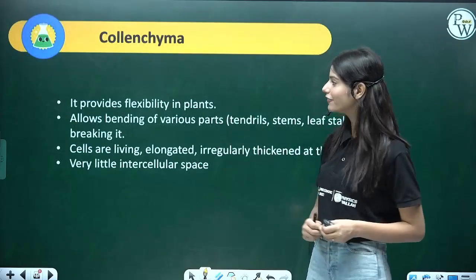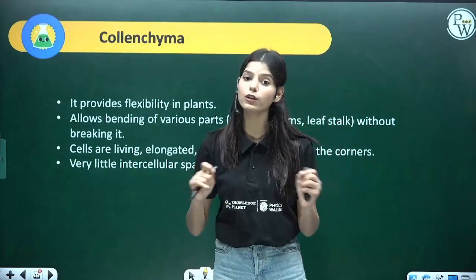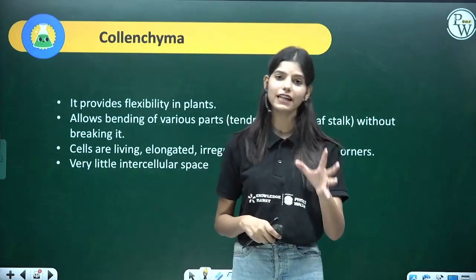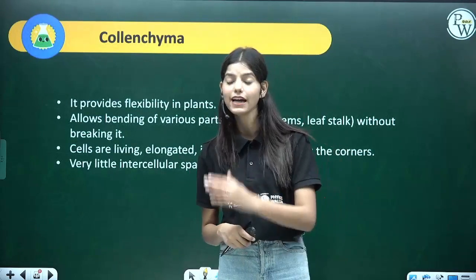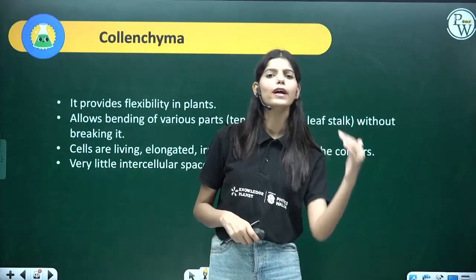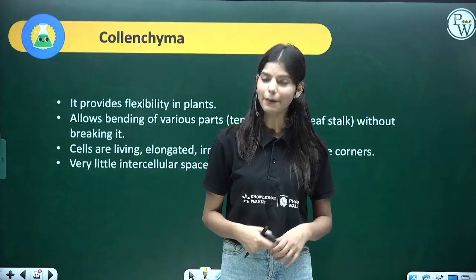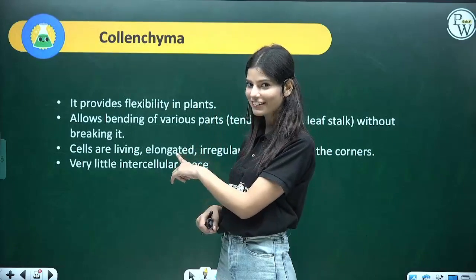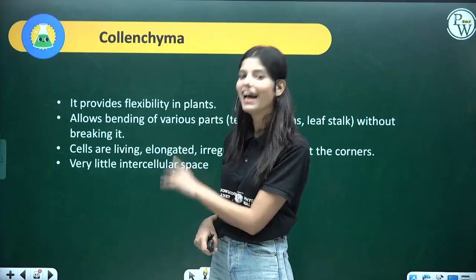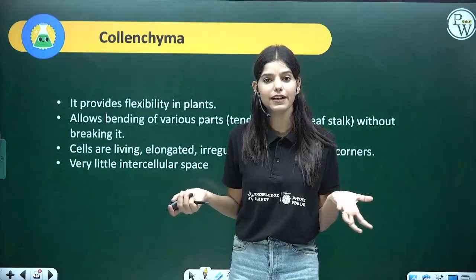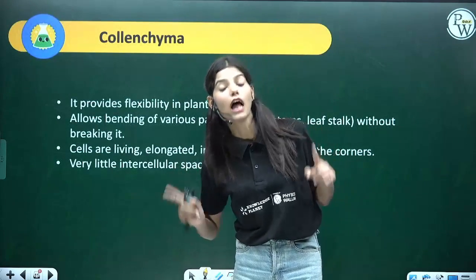So here we have the Collenchyma, and the main role is to provide flexibility to the plant parts. You might have seen many a time, whenever the wind is blowing, the parts of the plant sway along with the wind, but they are not breaking. Why exactly? Because they have the special tissue called Collenchyma, and this Collenchyma is helping the plant to have this flexibility, so they can bend without breaking.